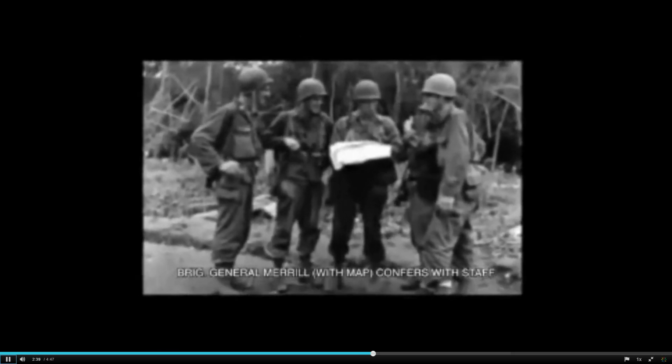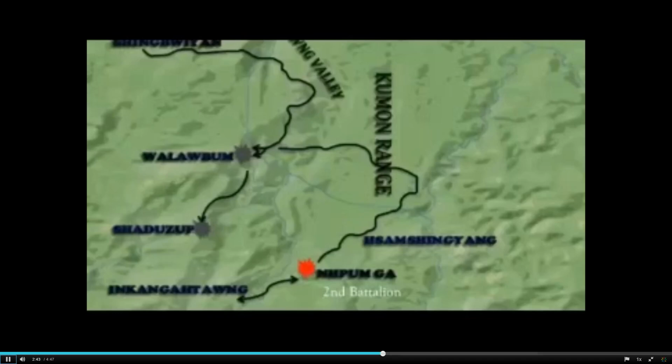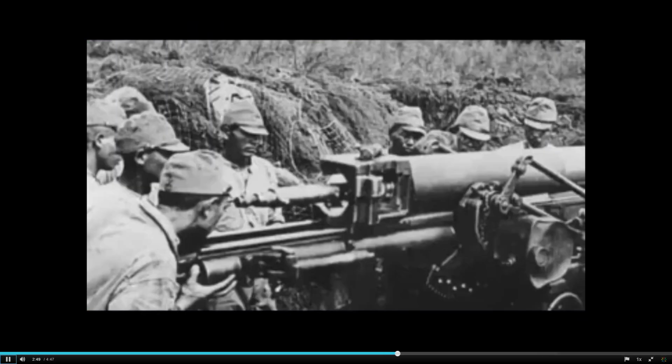Merrill placed the 2nd Battalion on the high ground at Nhpum Ga and deployed the 3rd Battalion to defend an airstrip 3 miles to the north. Almost immediately, the Japanese began to attack. For the next 10 days, 2nd Battalion was under continuous fire while the 3rd Battalion battled to reopen the trail. And there were 57 Merrill's Marauders killed and over 300 wounded at Nhpum Ga.